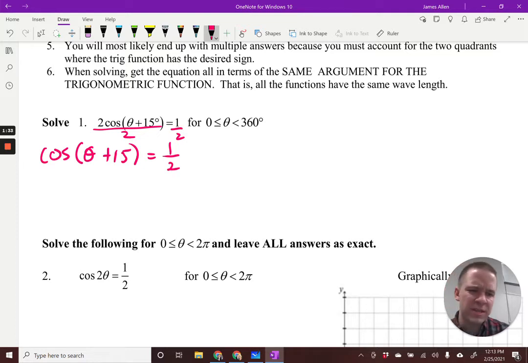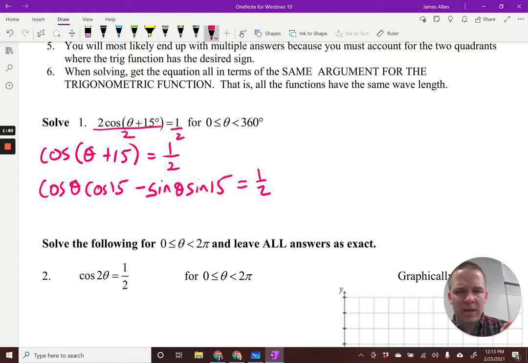So this is a cosine sum situation, right? I could break it up like this, but when I have this here, sine of 15 isn't some nice value, so I can't do anything with that. I don't have any common factors here. I'm kind of at a dead end, right?